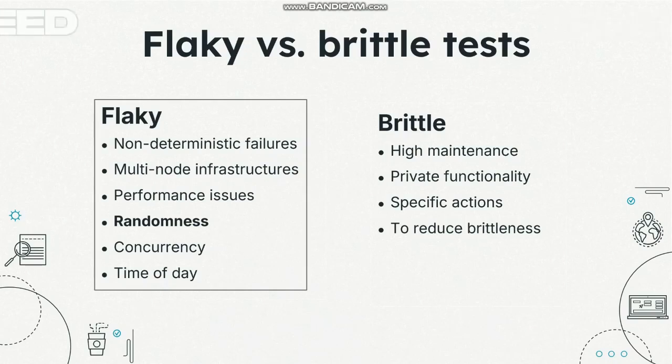For example, a website might load differently depending on the traffic, which might affect the test outcome. That's why it's helpful to always log the seed used in a test. This allows us to trace if randomness is causing the issue. Concurrency issues can make tests flaky, as unsynced processes may cause failures. Also, flaky tests are hard to reproduce due to their unpredictability.